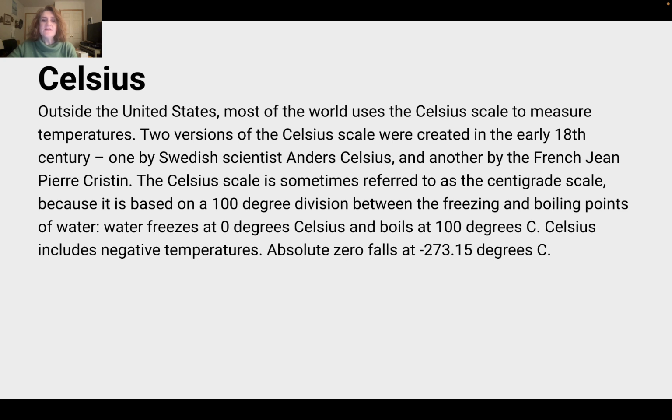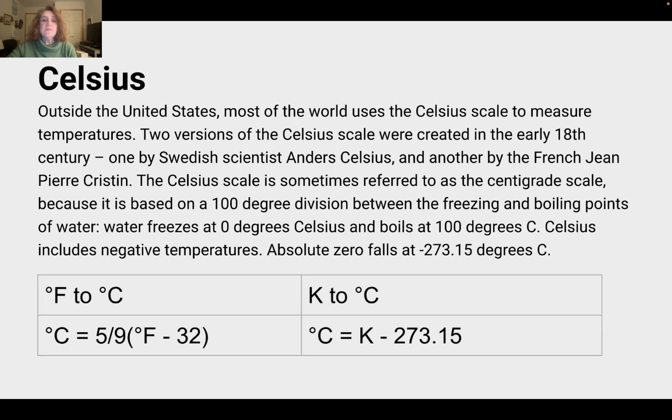The Celsius scale is sometimes referred to as the centigrade scale because it can be divided into 100 individual degrees between the freezing and boiling points of water. It does include negative values that go down to negative 273.15 degrees Celsius for absolute zero. The formulas to convert Fahrenheit to Celsius and Kelvin to Celsius should be written on a formula sheet.